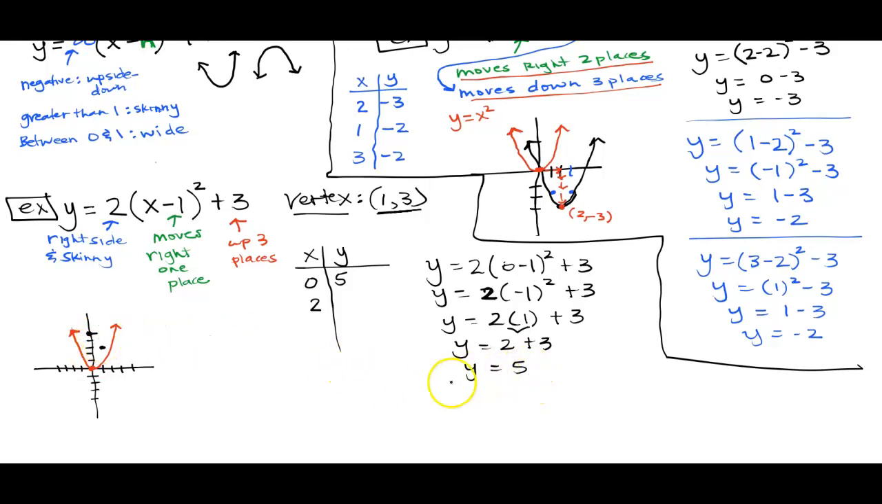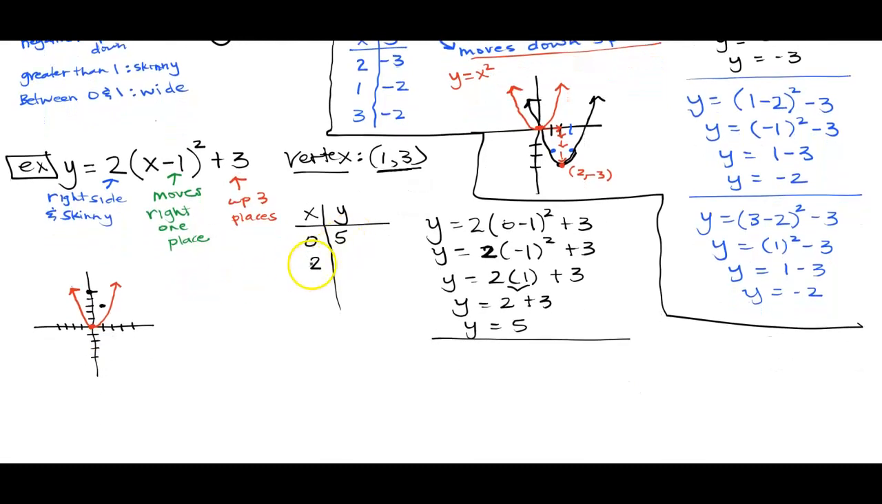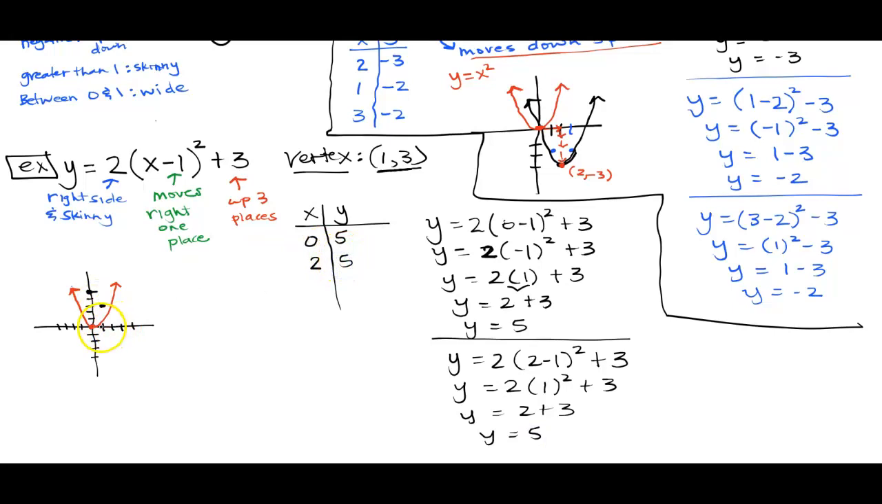And then if we do another one, all right, so let's put 2 now in place of our x. And then just simplify that. And we still come out with y equals 5. So now over 2 up 5 is going to be about here.